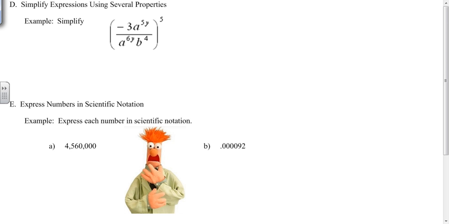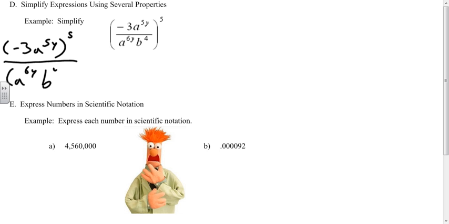Moving on from here, we have simplifying expressions using several different properties. There's a lot going on in this one, so there are a couple different ways we can go about it. First off, we can recognize that it is a fractional monomial to a power. So the first thing we do is separate out the numerator and denominator. So our numerator is negative 3a to the 5y being taken to the 5th power, and our denominator is a to the 6y b to the 4th being taken to the 5th power.